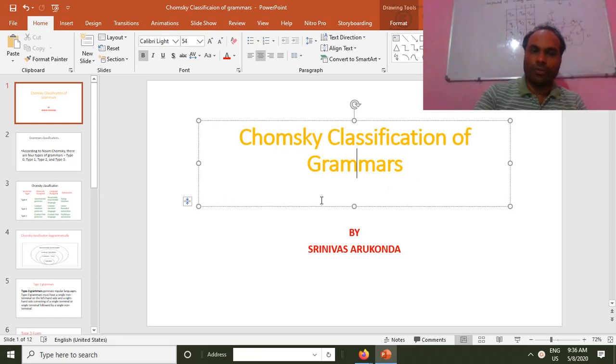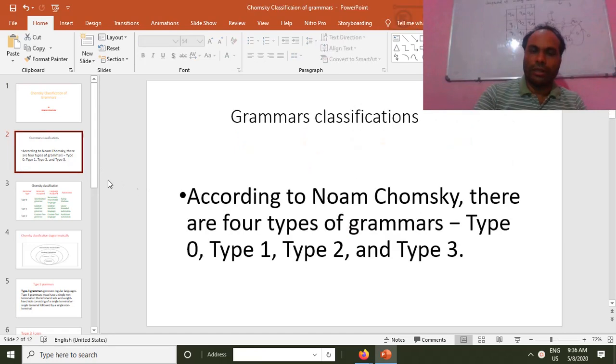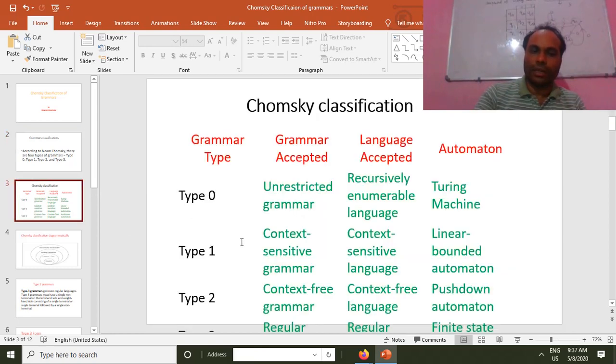So the Chomsky hierarchy is divided into different types of grammars. Those are type 0, type 1, type 2 and type 3. All four different types of grammars are classified by Chomsky. According to this classification, type 0 grammars are very powerful compared to type 1, type 2 and type 3. In the hierarchy, the topmost grammar is type 0, and below that comes type 1, and after that type 2 and type 3. You see here the classification.